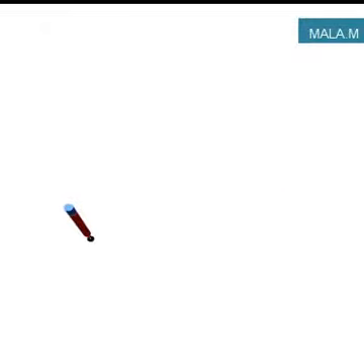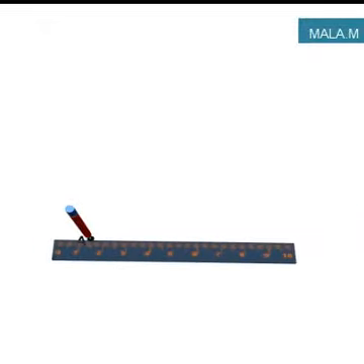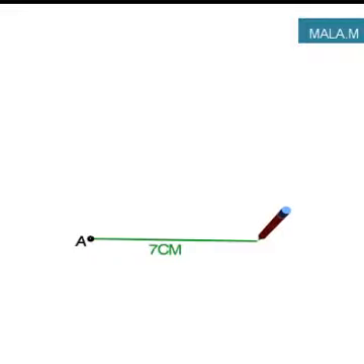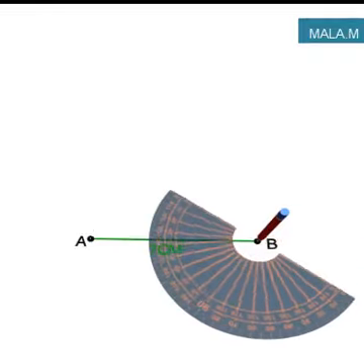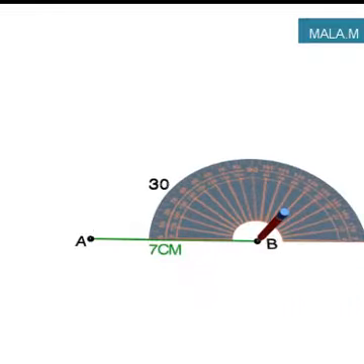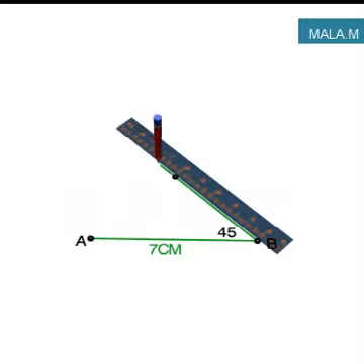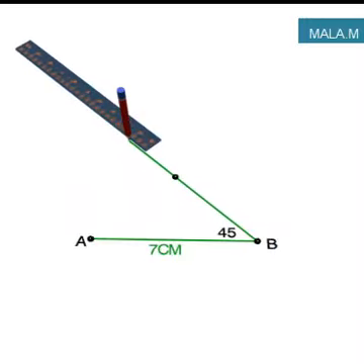First mark a point A on the notebook and construct a line segment of measurement 7 cm and give a name to that line segment as AB. Now, with the help of a compass, construct an angle of 45 degrees by keeping the compass center at point B and measure 45 degrees from the left side of the compass, means from point A. Now draw a line segment from B through the 45 degree angle mark.